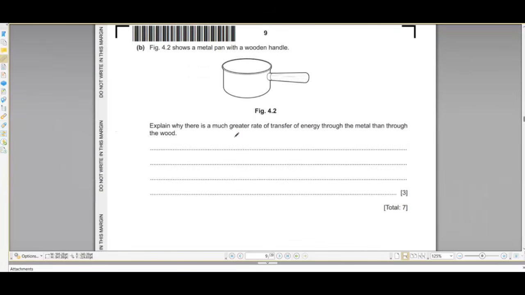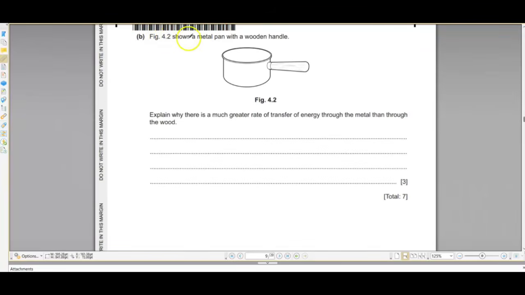Now moving on to its B part. Figure 4.2 shows a metal pan with a wooden handle. Explain why there is a much greater rate of transfer of energy through the metal than through the wood. This has a simple explanation. The pan is made of metal, and metals are good conductors of heat as well as electricity. Over here we are talking about heat, so the rate of transfer of energy through metal would be more, and as wood is a poor conductor of heat, the rate of transfer of energy through wood is going to be less. So this is basically the explanation.